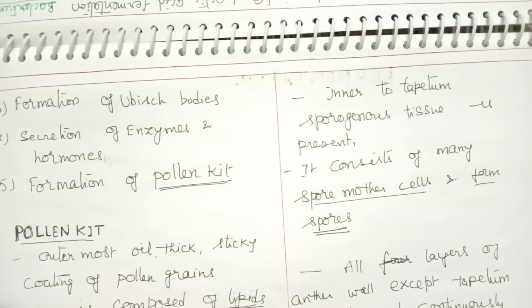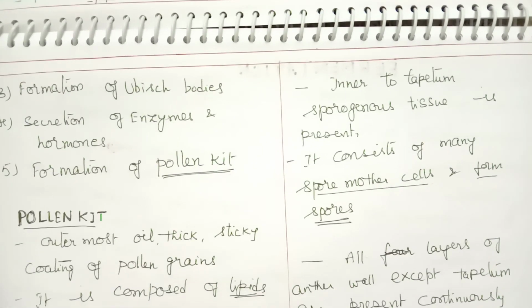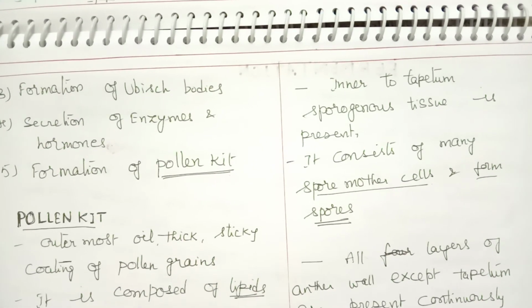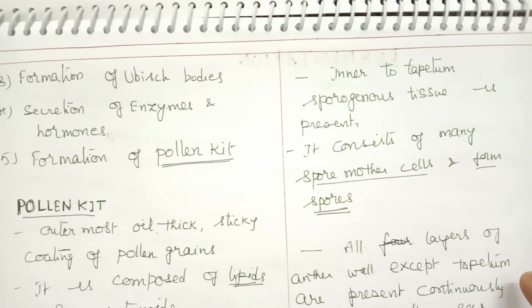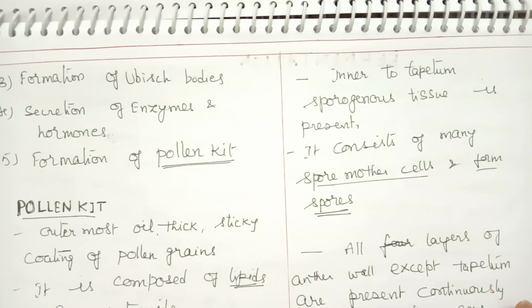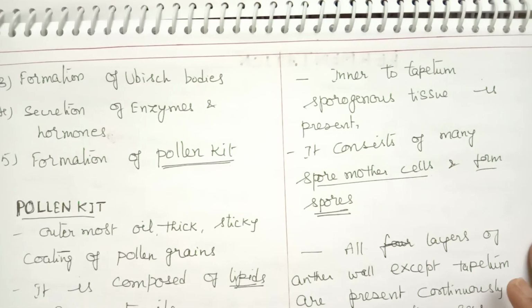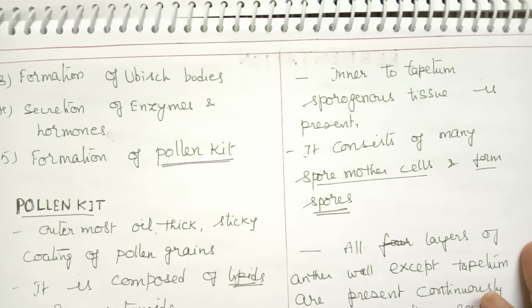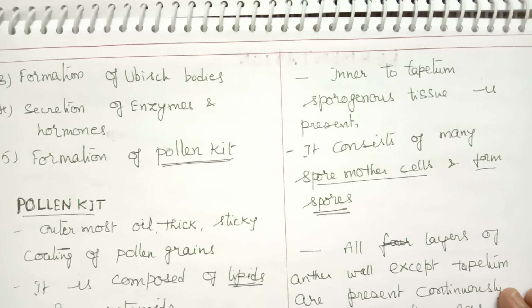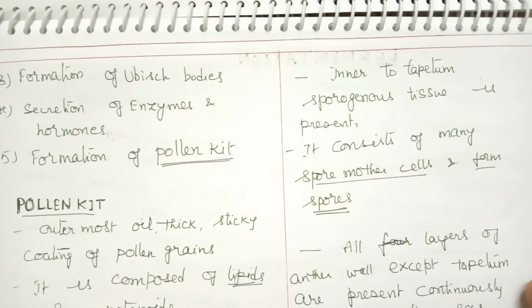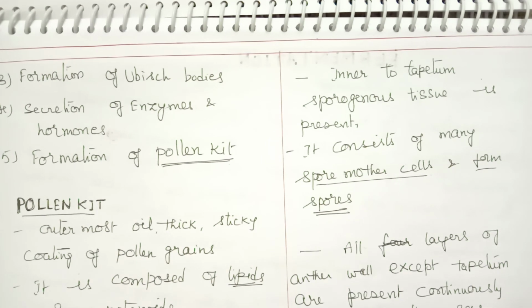So I hope it is clear, children. In my next session I'll start with the next part, that is, after this we have to start with microsporogenesis. That is how pollen grains and microspores are formed, and here I am also going to discuss some exceptions and some extra examples, and then we will do the structure of pollen grains and also the development of the male gametophyte.